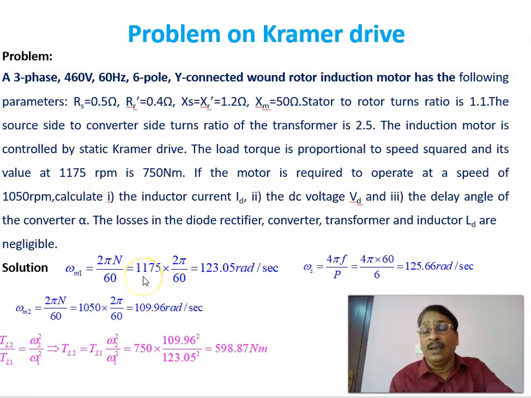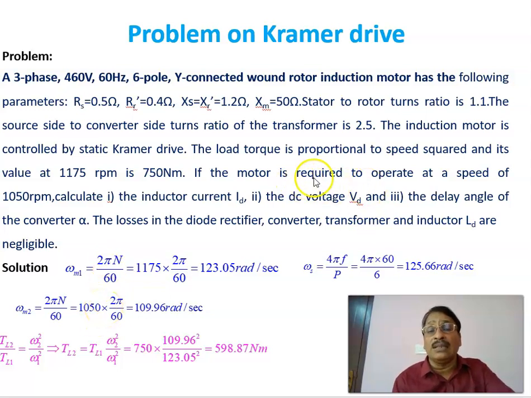Therefore, we found omega s and omega m1 corresponding to 1175 RPM. Now, as per the problem, the motor speed is reduced to 1050 RPM. Corresponding to 1050 RPM, the angular velocity omega m2 is equal to 2 pi n divided by 60, or 2 pi into 1050 divided by 60, and that is equal to 109.96 radians per second. We found omega m1 and omega m2.